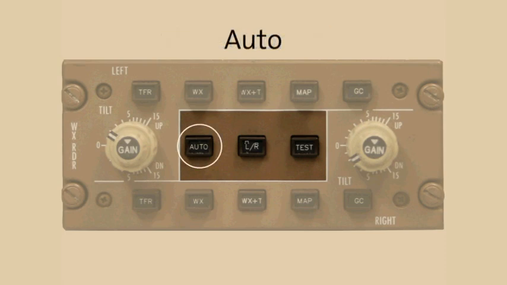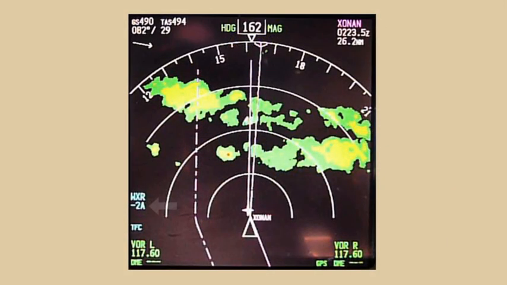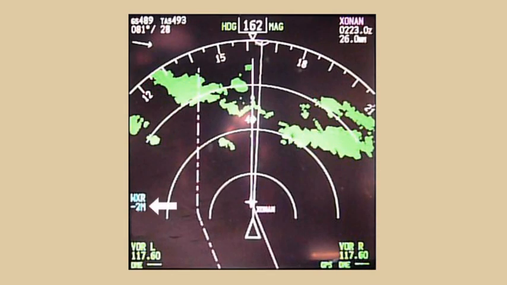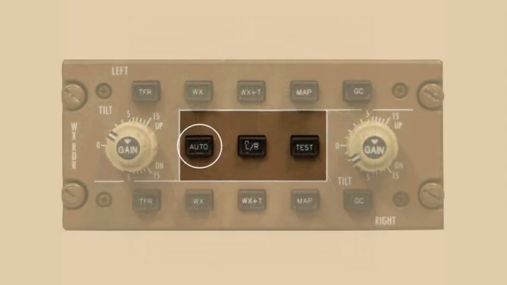Auto toggles between the radar's auto and manual modes. The letter A is displayed next to the tilt code on the ND when in auto. When toggled to manual, the letter M is displayed. When the radar is in auto, the radar's automatic threat and weather detection features are activated. In manual, the radar works exactly like traditional radar.